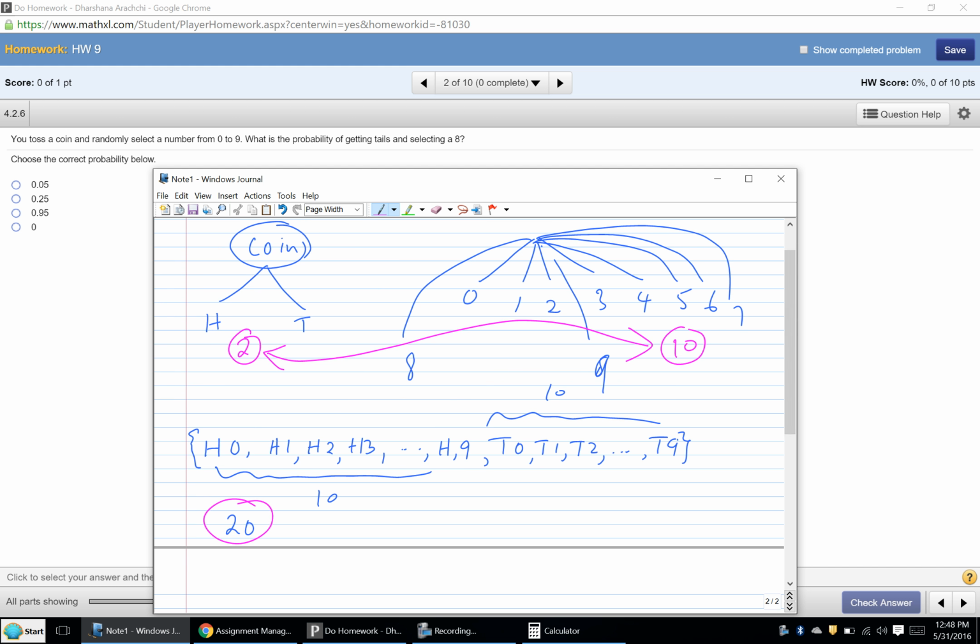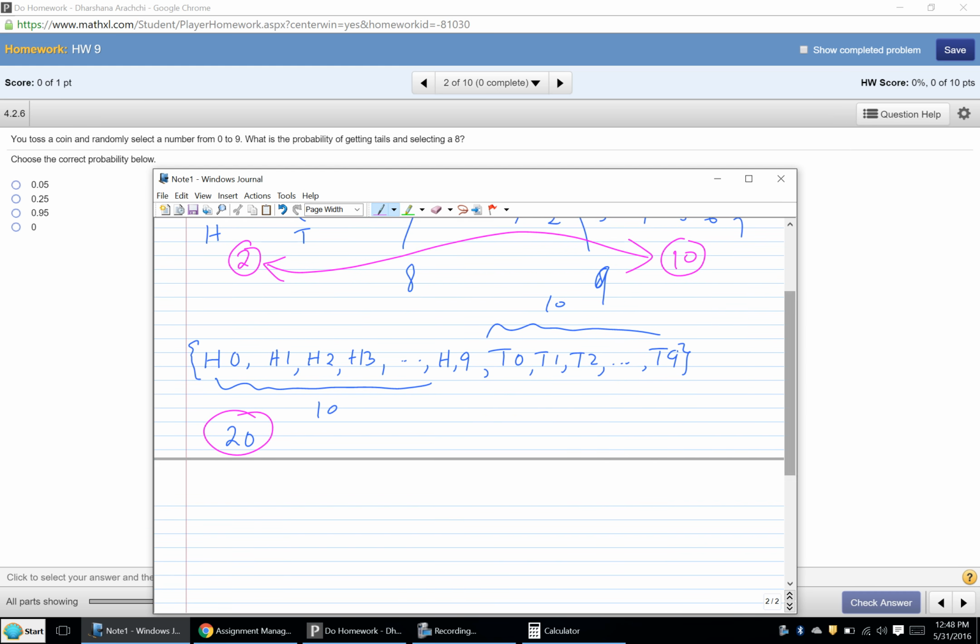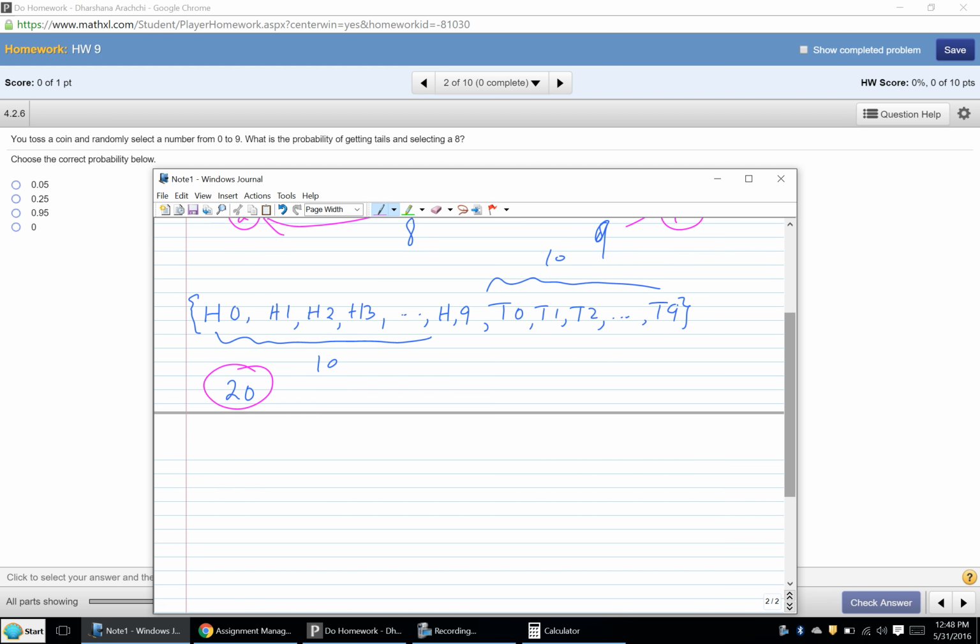Now think about this. Each and every outcome is equally likely, right? If you randomly select any outcome out of these 20 outcomes, any outcome can be a possibility. So each and every outcome is equally likely. Equally likely means any outcome can occur with the same probability as any other outcome. Since they are equally likely, we can use the classical approach, which is the theoretical probability, as sometimes people call it.